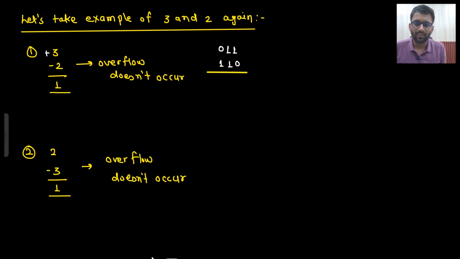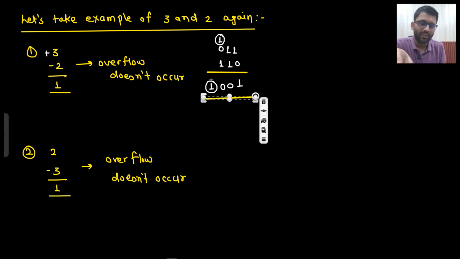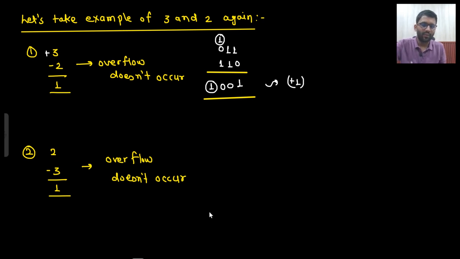Now you need to add them up. So 0 1 1 and 1 1 0. 1 plus 1 is 0 with 1 carry, that also I am writing, and 1 plus 1 is 0 and 1 carry. So you need to ignore the carry out. If I ignore the 1, what is the answer I am getting? Plus 1 only. So the answer is correct. Here overflow will not occur. So the final answer we don't need to write, we only need to check whether overflow will occur or not. So for 2 minus 3, overflow will not occur here.